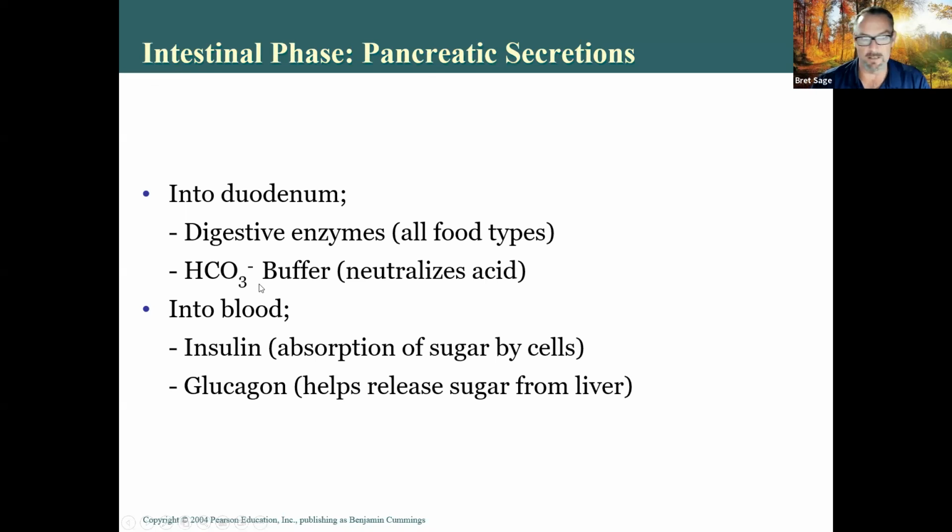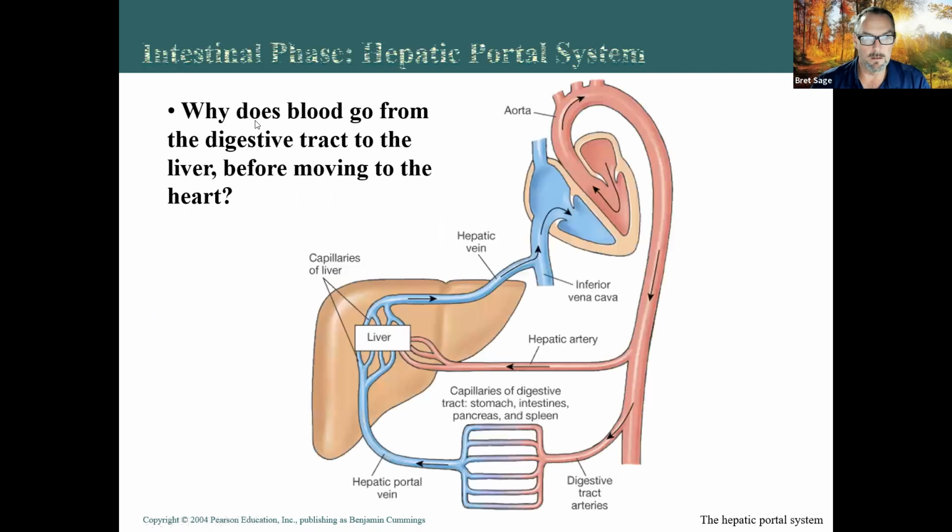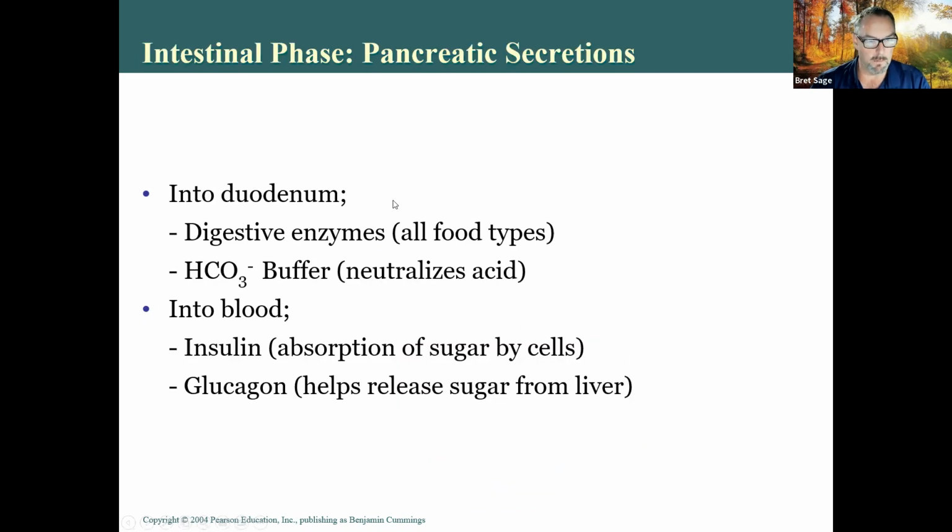Okay, intestinal phase. In the duodenum, digestive enzymes for all food types are found. Bicarbonate buffer neutralizes the acid. What are we talking about? Intestinal phase. I think we're talking about the pancreas here. It's kind of behind my little thing here. Anyway, so these are the two hormones that are produced. We already talked about that earlier.